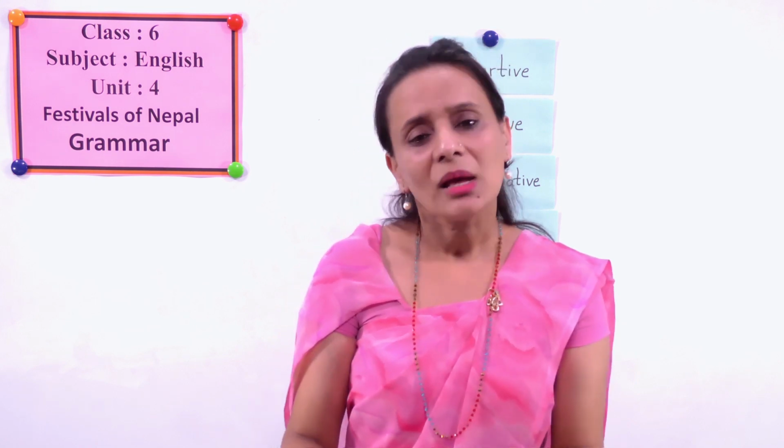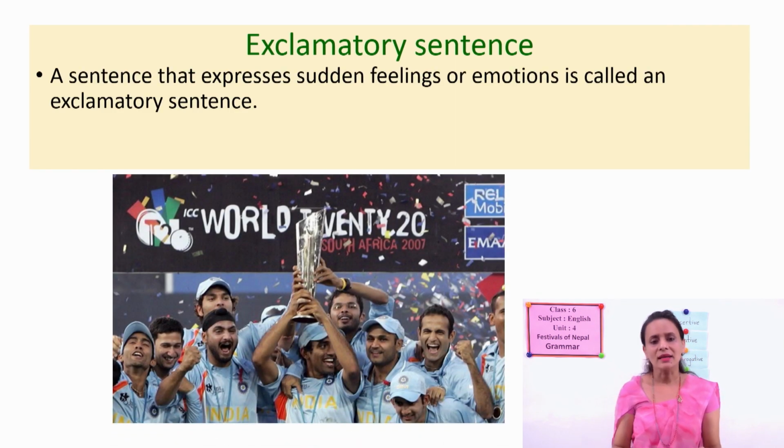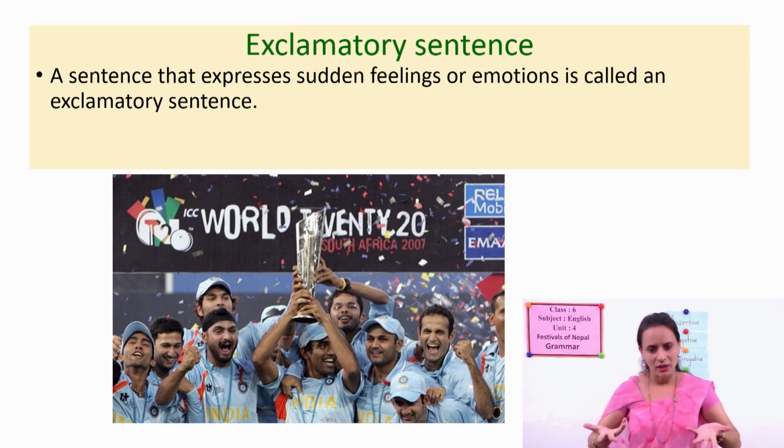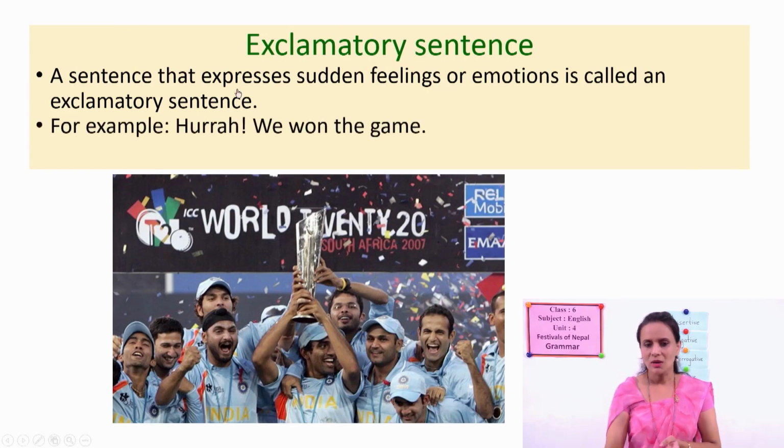Okay, exclamatory sentence, what is it? A sentence that expresses sudden feelings or emotions is called an exclamatory sentence. Now, what do you see here in the picture? For example, "Hooray, we won the game." They are so happy. They are expressing sudden feelings or emotions.